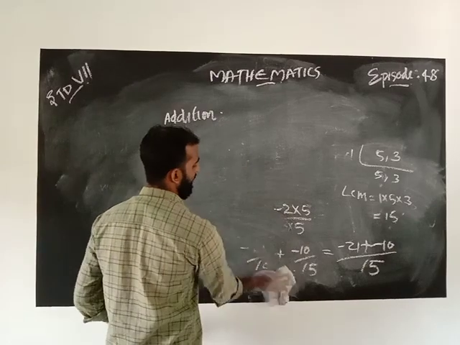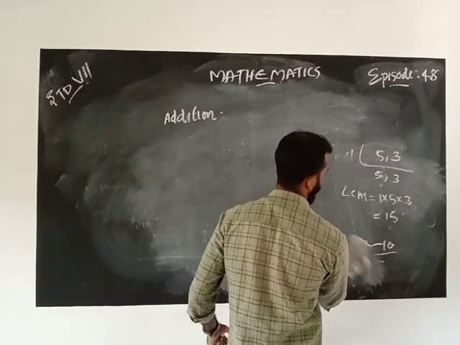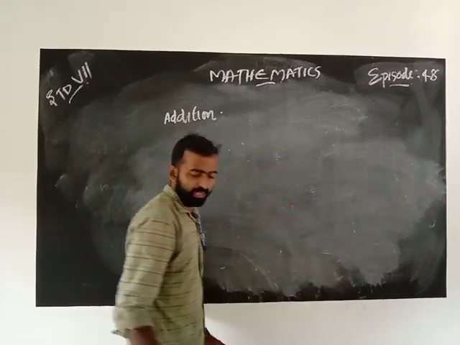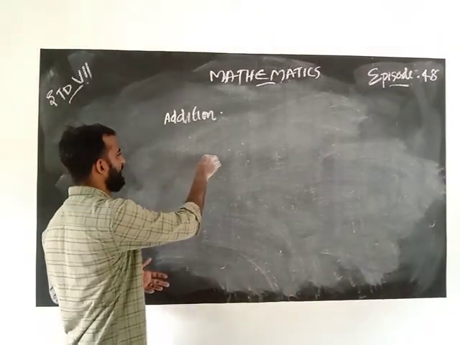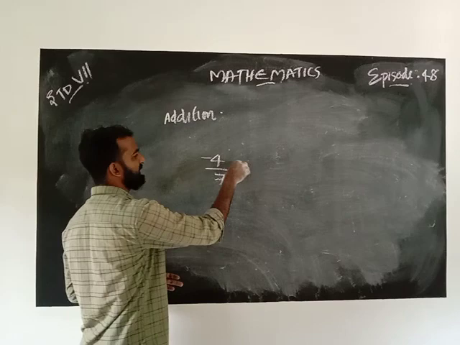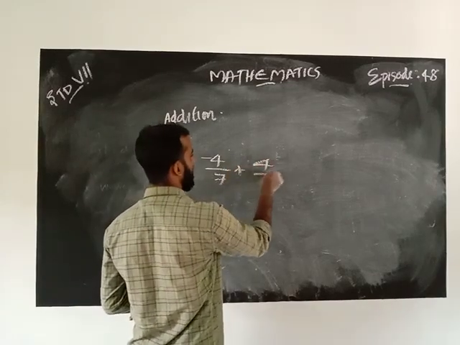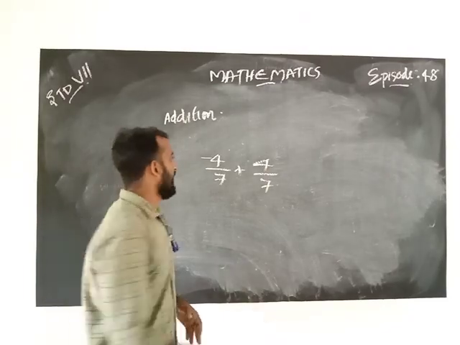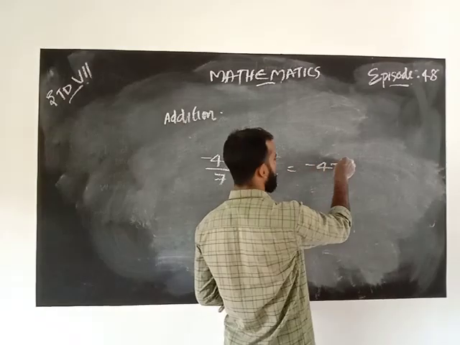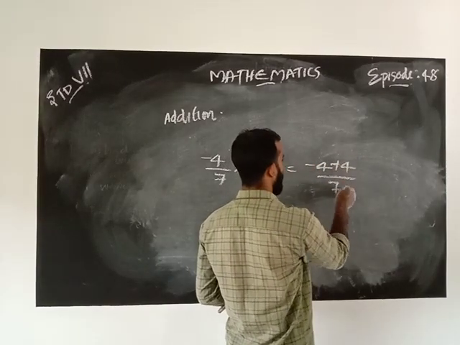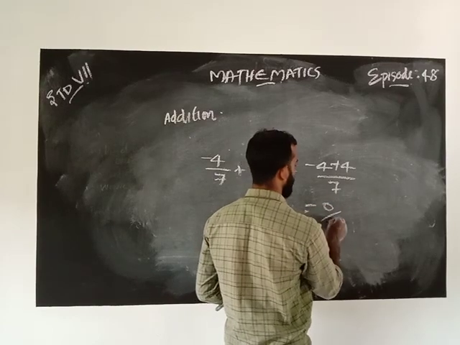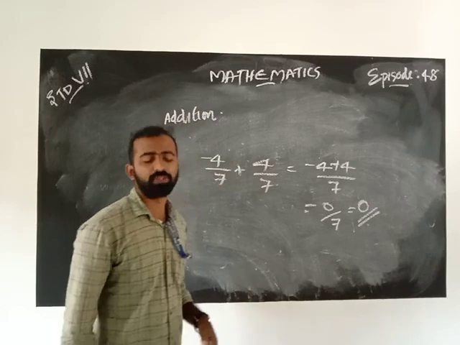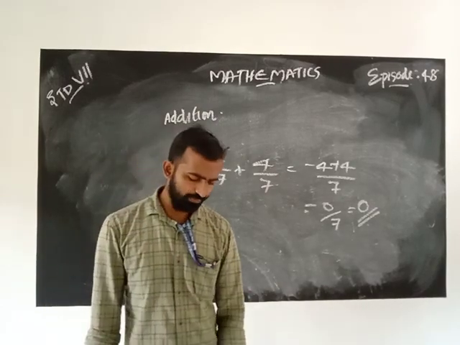For another example, negative 4 by 7 plus 4 by 7. The answer is negative 4 plus 4 by 7. That is, we get 0 by 7. So the answer is 0.